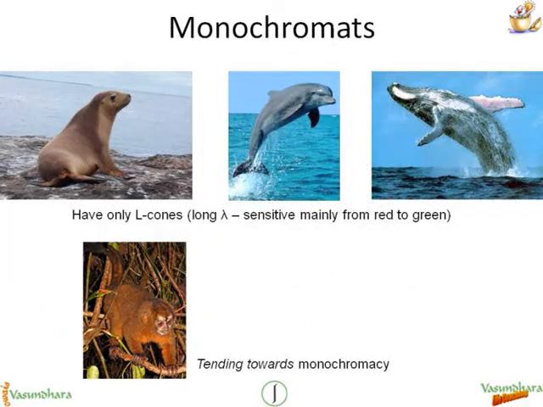Now, there are many species, many animals that are monochromats. In other words, they see only one color. So seals and walruses and sea lions and dolphins and porpoises and whales, all these have only L cones. That is the long wavelength cones. These are sensitive mainly from red to green. So these are the colors, or rather this is the only kind of color they are able to see, because there is nothing to balance or to mix one color with the other. So they don't see like red and green, they just see one color.